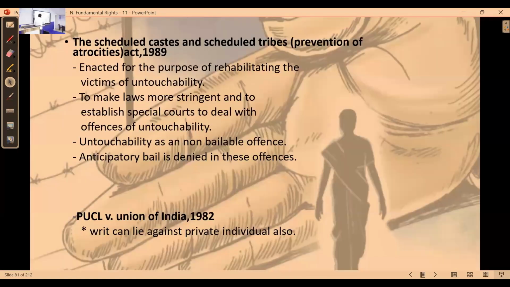Now, there is another important law. Many people confuse the PCR Act with this Act. They say the PCR Act is misused. Actually, the PCR Act did not make untouchability a non-bailable offence. The Scheduled Caste and Scheduled Tribe Prevention of Atrocities Act, 1989, made untouchability a non-bailable offence. When I say non-bailable, it does not mean you won't get bail. Getting bail is not easy. You have to understand it that way. Understood or not?